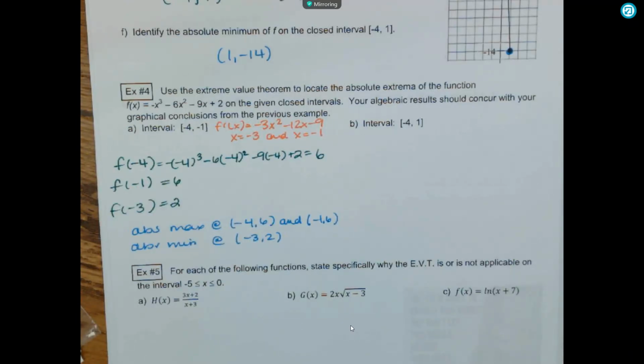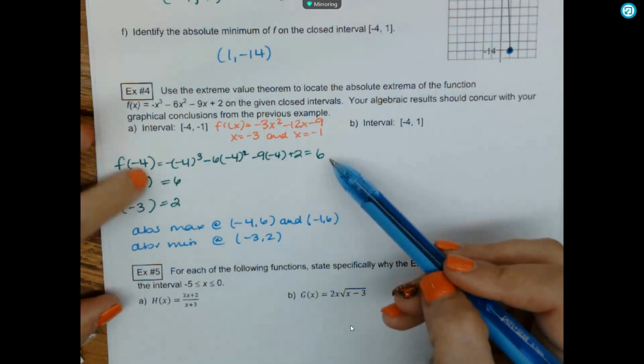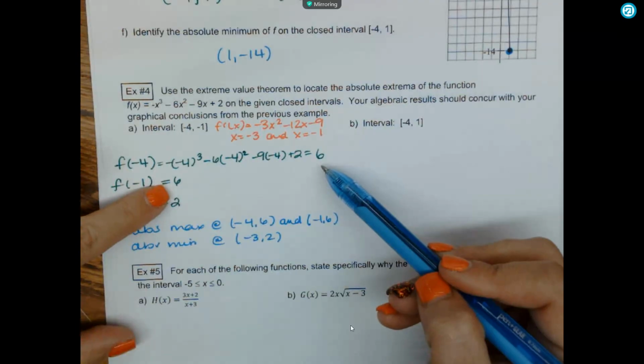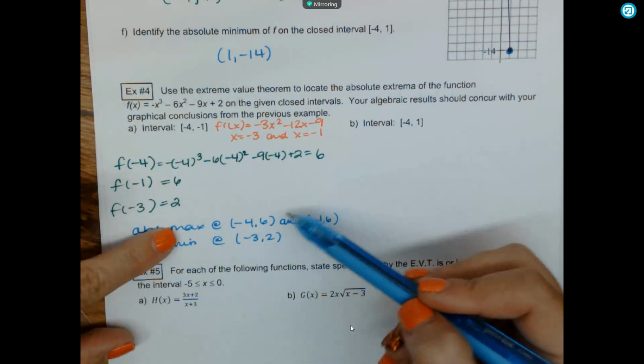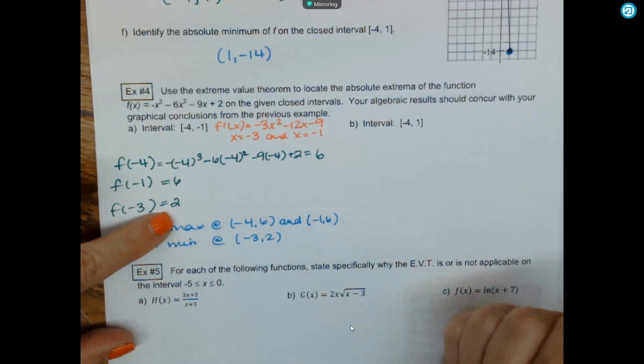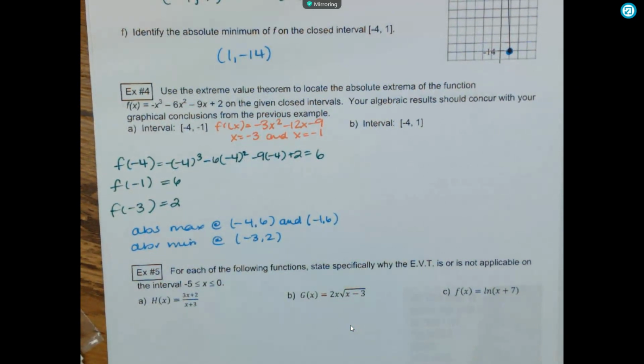How do you tell which one is the max or the min? Okay, your high y value is going to be your max, and your low y value will be your min. So to tell whether it's a max or min, we look at the y only. And the answer will be both.